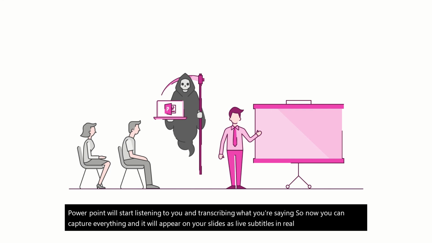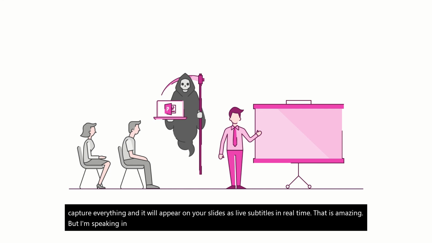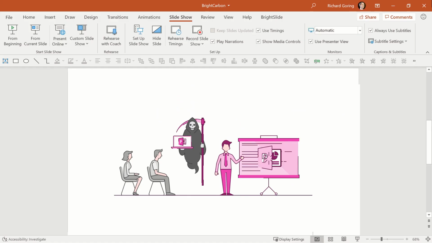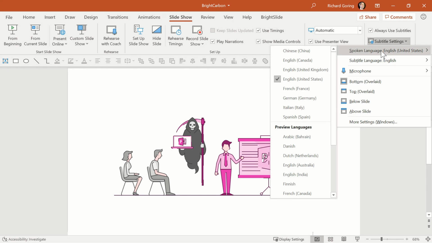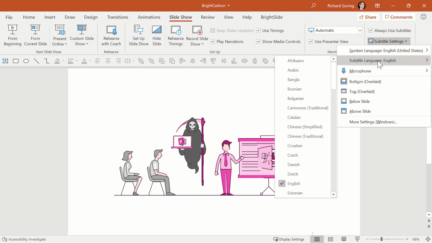That is amazing. But I'm speaking in English and you're reading in English. But what if your first language isn't English? You need something else. Well, PowerPoint also has you covered, because you can go back to the Slideshow tab in the ribbon, go back to Captions and Subtitles on the right, but this time choose the drop-down subtitle settings menu. There you can choose your spoken language, so what you're inputting, and you can also choose the subtitle language, with over 60 different languages for you to choose from.